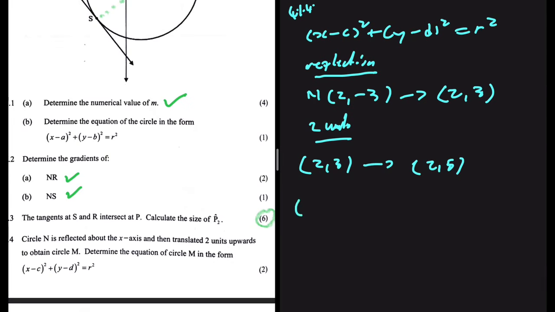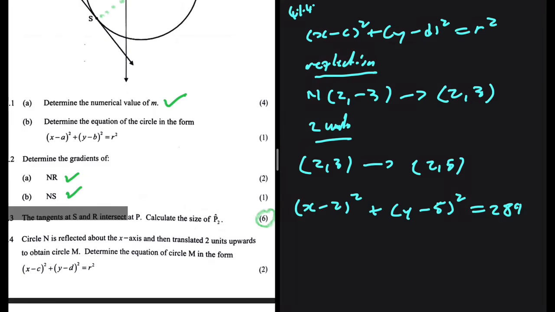Now let's just conclude by setting up our equation. We have (x minus 2) squared plus (y minus 5) squared being equal to r squared. Nothing was said about the radius, so I'm assuming it's still the same, 289. That's 4.1.4. Let's move to 4.2.